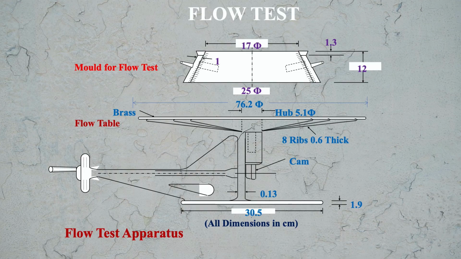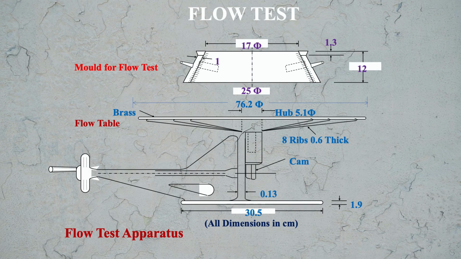Now here you see the flow test apparatus. On the upper part, you see the mold for the flow test, and as you see here, the top diameter of this mold is 17 centimeter or 170 mm. Bottom diameter is 25 centimeter or 250 mm, and it is a metallic mold made of metal.